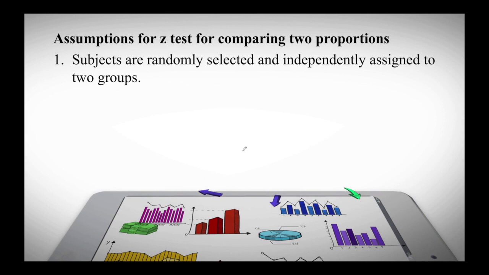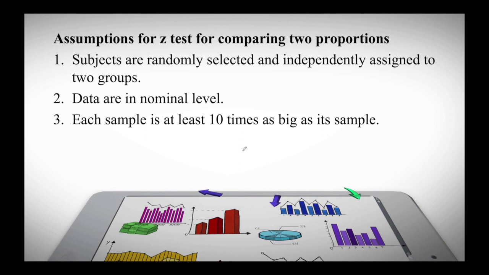Just like the defective rate of the machines that I gave you as an example a while ago, that is independently assigned to two groups, and the groups are the machines. Okay, so I hope you get it. Number 2, the data are in nominal level. So, not ordinal but rather nominal.